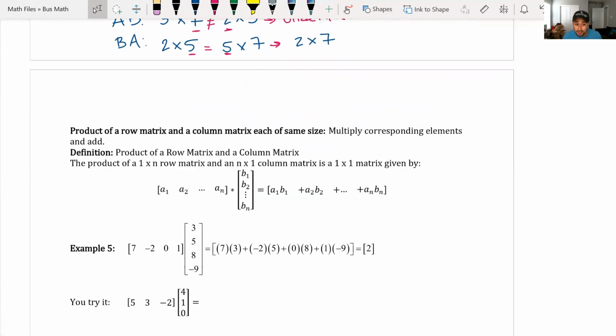Now we're going to get into some crazy stuff. We're actually going to be multiplying these matrices. The product of a row matrix and a column matrix, each of the same size, means to multiply the corresponding elements and add. The product of a 1 by n row matrix and an n by 1 column matrix is a 1 by 1 matrix given by, well, here you go.